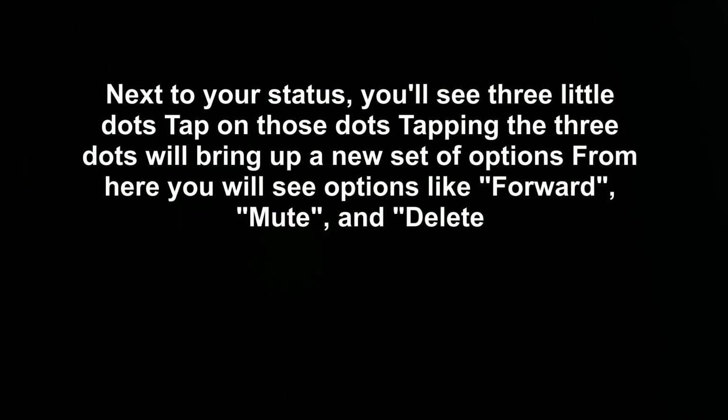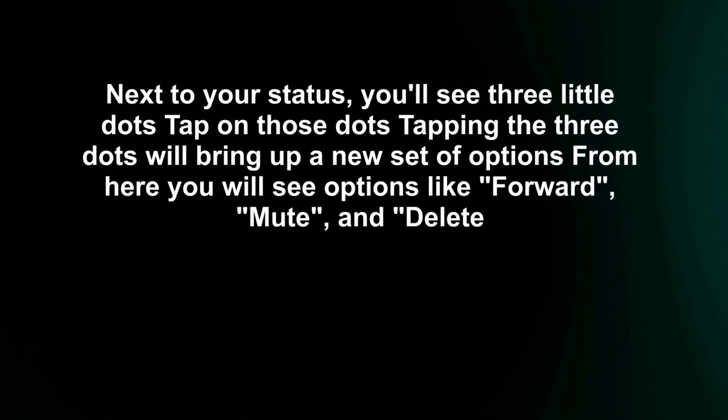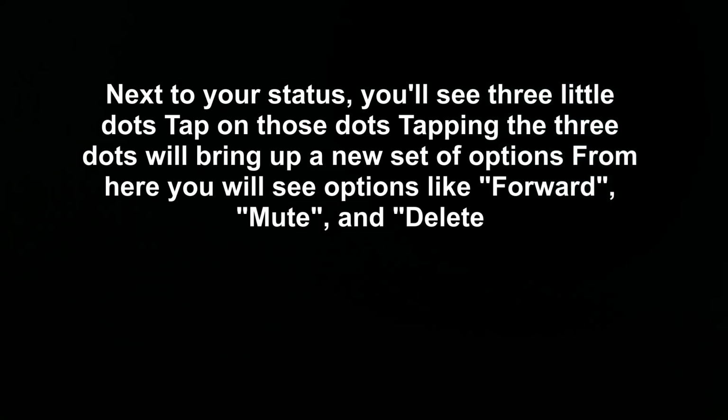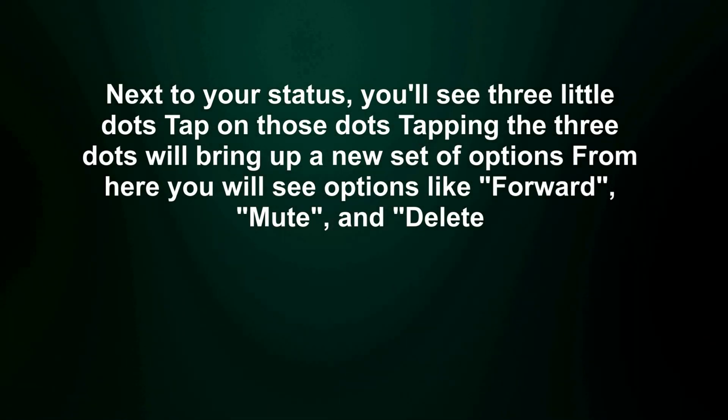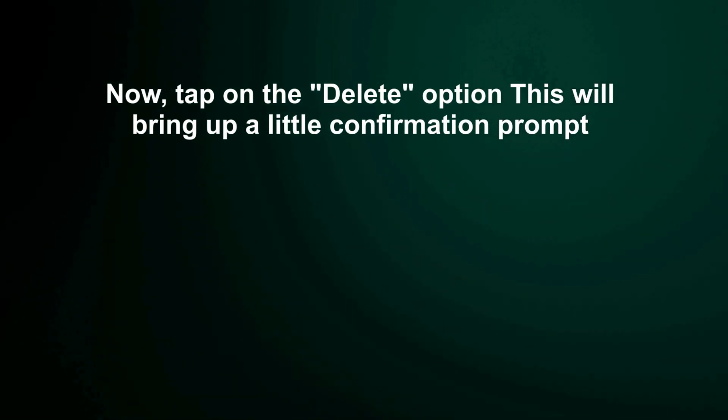Next to your status, you'll see three little dots. Tap on those dots. Tapping the three dots will bring up a new set of options. From here you will see options like forward, mute, and delete. Now, tap on the delete option.